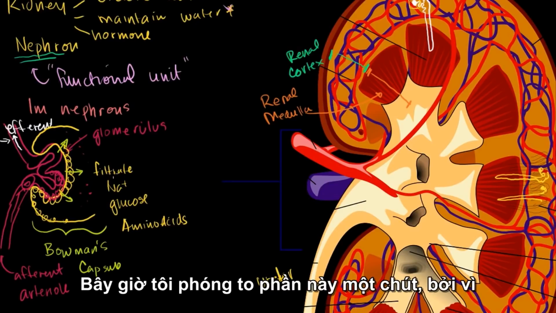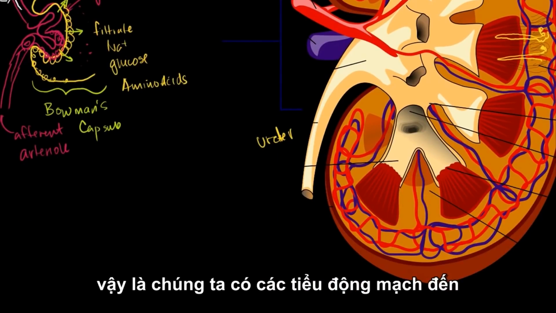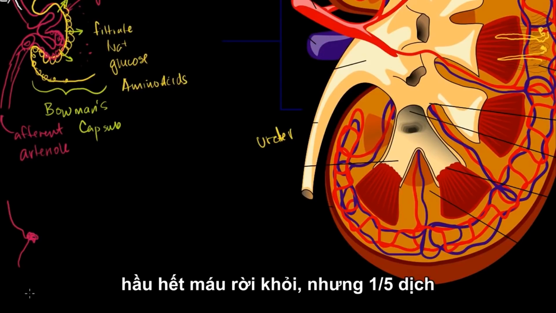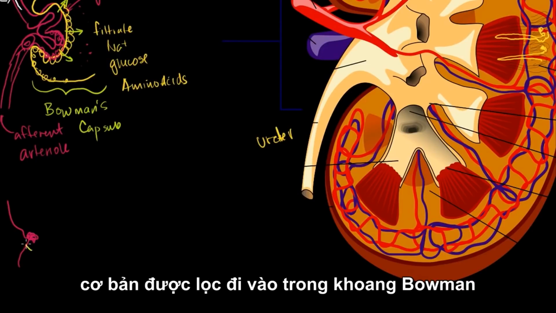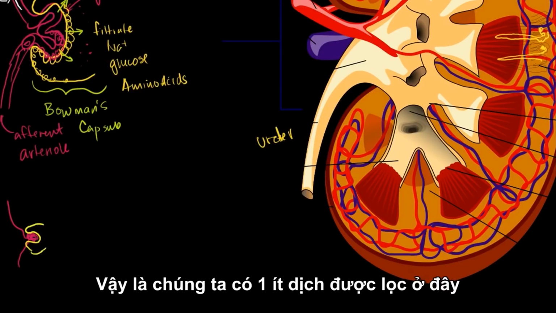Now what I want to do is zoom out a little bit because I'm going to run out of space. So let me zoom out. So we had our arteriole go in, it gets all bunched in the glomerulus, and then most of the blood leaves, but 1/5 of it gets essentially filtered into the Bowman's capsule. That's the Bowman's capsule right there. I've just zoomed out a little bit. So we have our filtrate here.